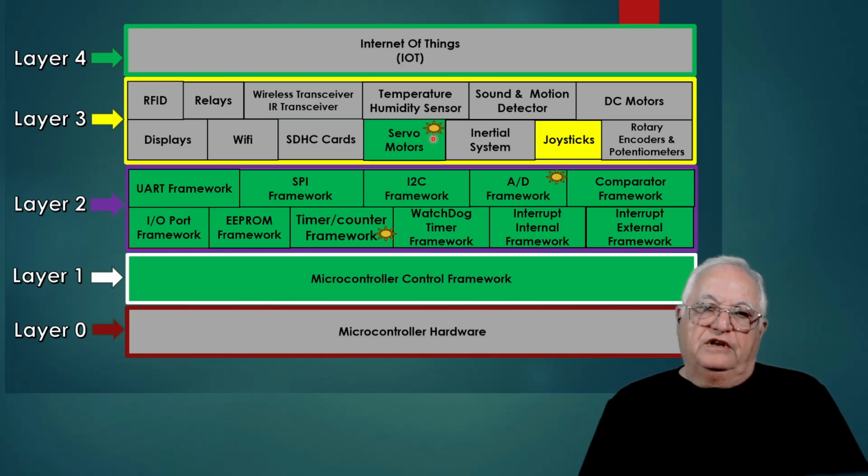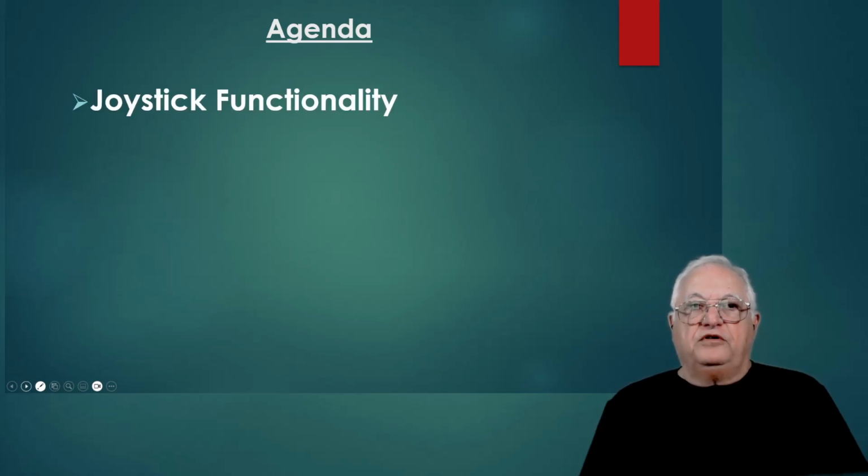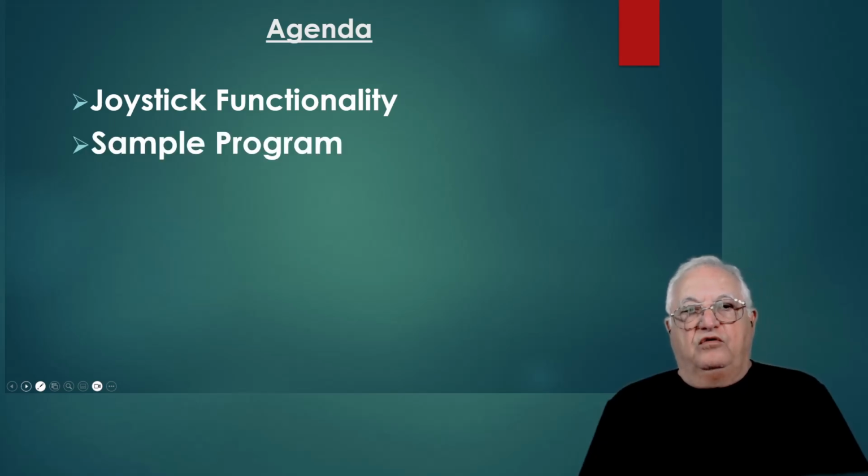One in layer 3, which is the servo motor, and 2 of layer 2, which are AD framework and time counter framework. Now these 3 items that have the markers, you should review my presentation, which is going to make it much easier to understand the joystick presentation. So today's agenda, I'm going to be talking about joystick functionality followed by a sample program. So let's get going.